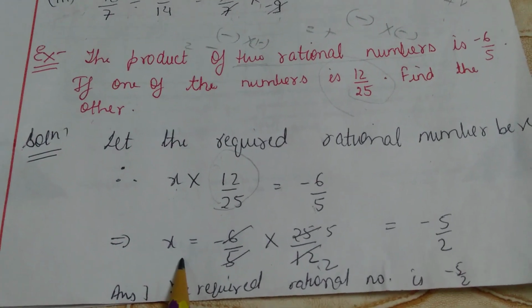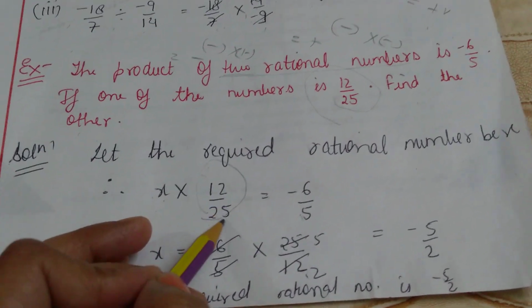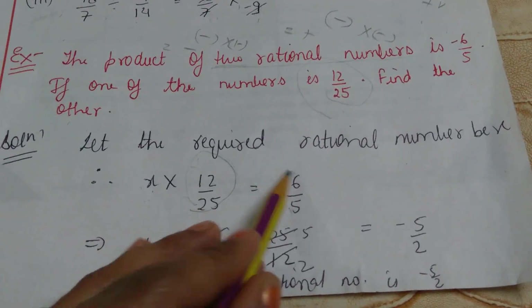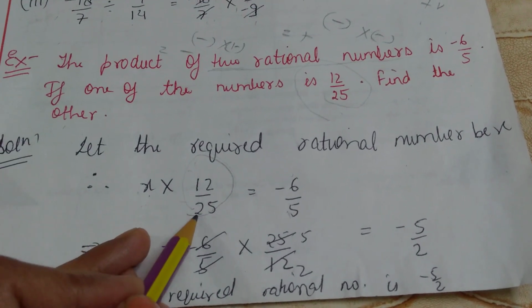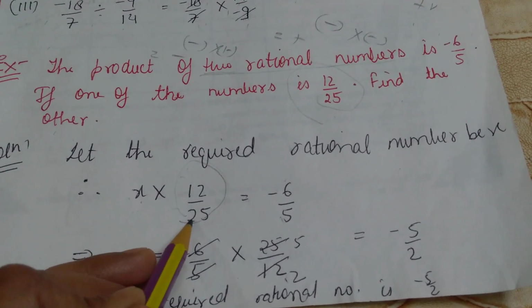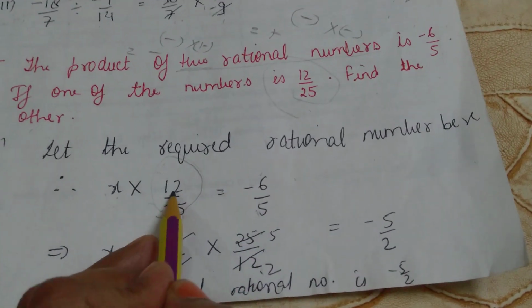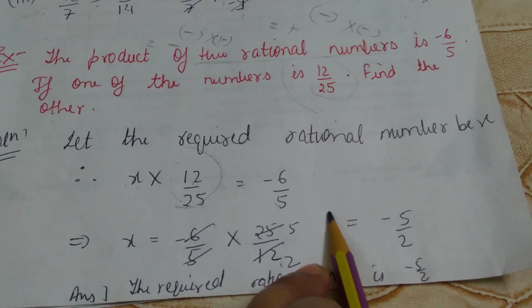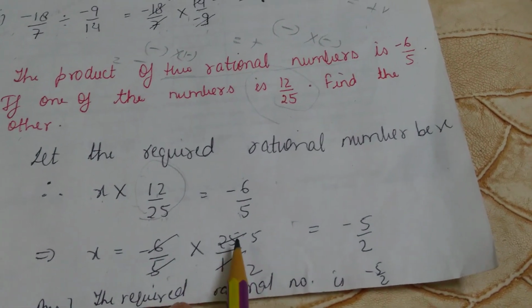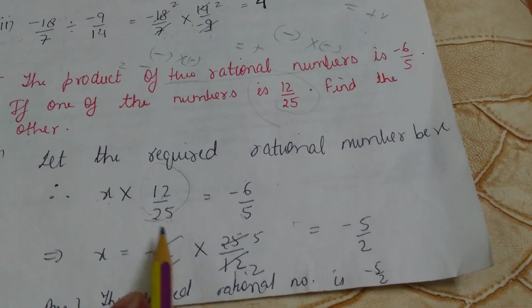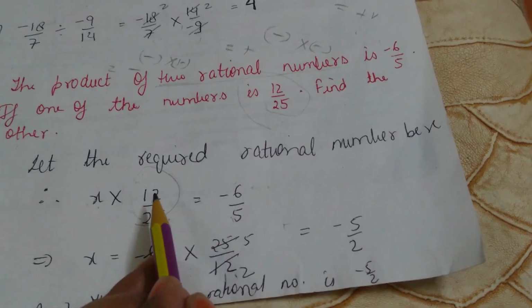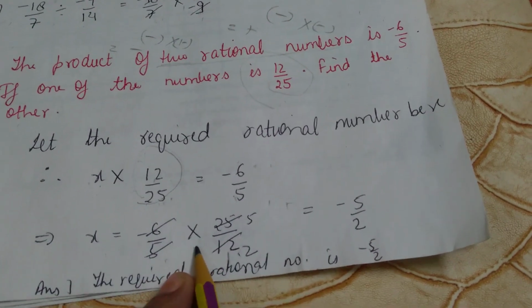So now we have to find the value of x. So this number will be shifted here. x into 12/25 is in multiplication. So when we shift it here, 25 will go in the numerator and 12 will go in the denominator. Minus 6/5 into 25/12. This 25 we shift here and this 12 we shift here with the multiplication sign.